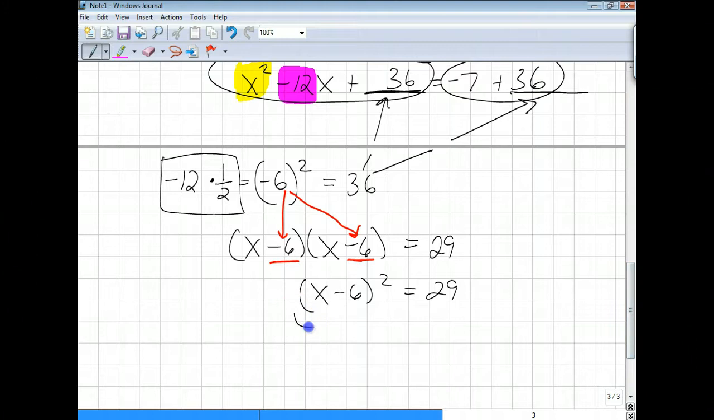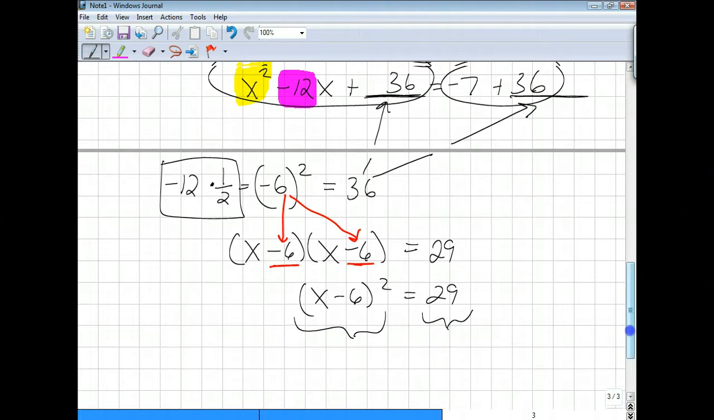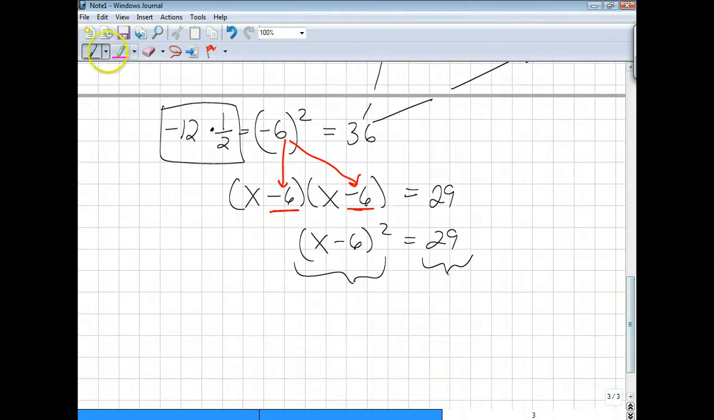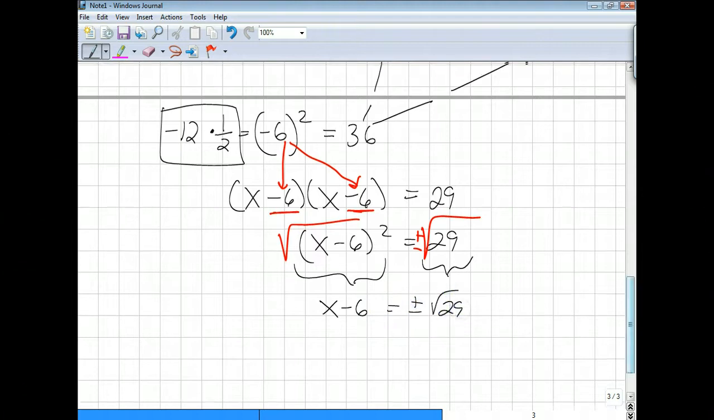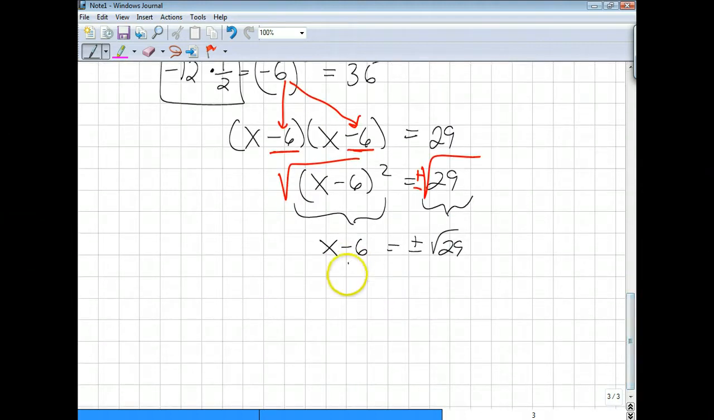So notice on the left-hand side I have a perfect square, and on the right-hand side I have a constant, or some number. Now to solve that, I take the square root of both sides, but remember it's plus or minus on the right-hand side. And so that gives us x minus 6 equals plus or minus square root 29. Now finish off by adding 6 to both sides. So I get x equals 6 plus or minus square root 29.